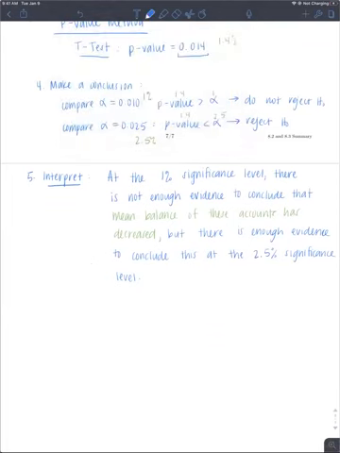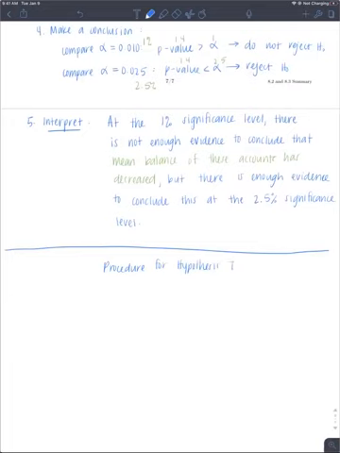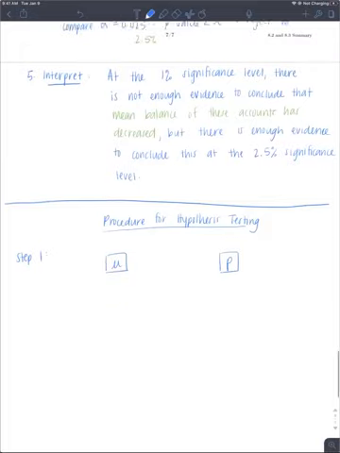Okay, so does everybody have this written down? I'm going to make a little map of what you should do when you're solving these problems. The procedure for hypothesis testing. Step 1 is to always figure out which variable you're dealing with. Are you dealing with mu, or are you dealing with p? This is going to look like a concept map.